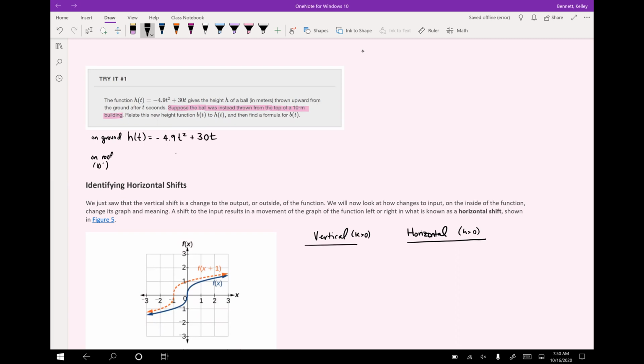And we want to throw it from the rooftop. So that's just going to be a vertical shift. So what we're going to have for b of t, right? So b of t is the new function according to this problem. It's going to equal h of t plus 10. But in this case, we actually have an explicit formula for h of t. So I can write it as -4.9 t squared plus 30t plus 10.